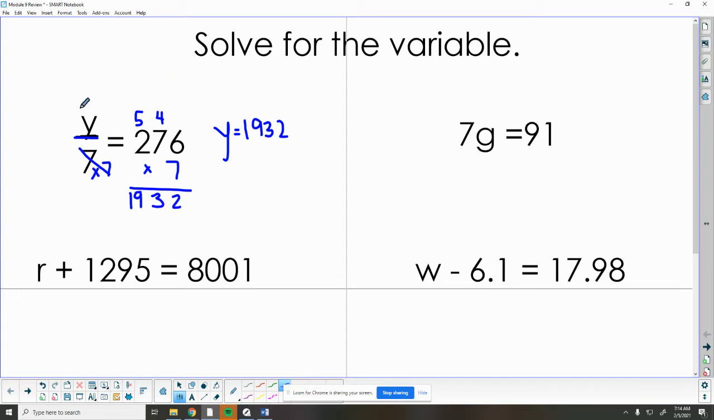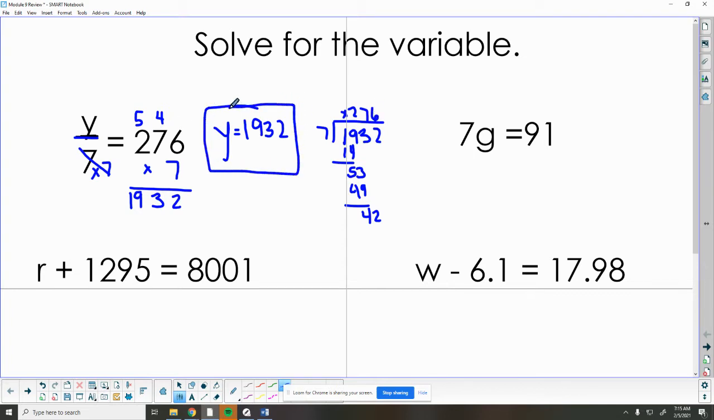So this problem says that 1,932 divided by 7 should equal 276. So it goes in here 2 times, which is 14. 5 left over goes in there 7 times, which is 49. And then there are 4 left over with a 2 brought down, and 6, 276. So this is the solution for y.